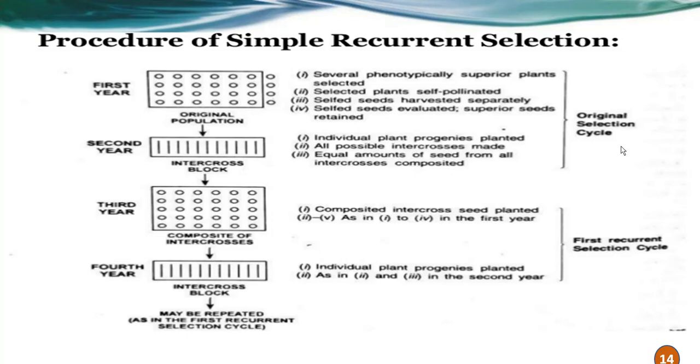So this is the original cycle, and next the same population is planted again and several phenotypically superior plants are selected as in the first year. The next recurrent cycle continues, and this may be repeated, likewise the first recurrent cycle, until the desired improvement is observed.